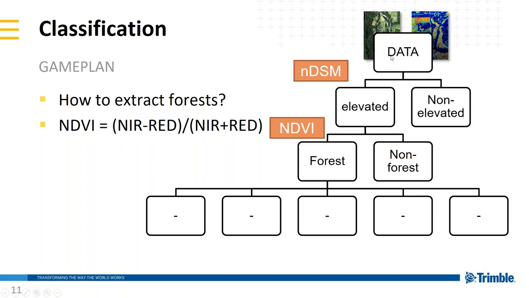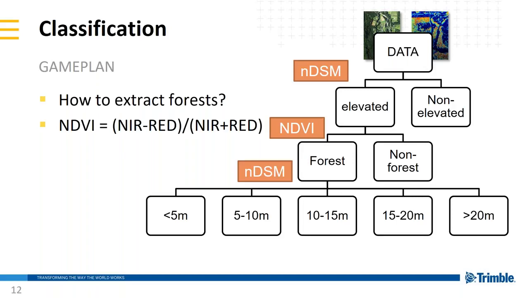This is our classification tree, more or less. We split it at the beginning into elevated and non-elevated, based on the NDSM, so on the elevation of the features. Then we calculated the NDVI to discriminate between more or less houses and vegetation. And in the last step, we're going to discriminate different height classes within the class forest. And again, of course, we're going to use the NDSM.